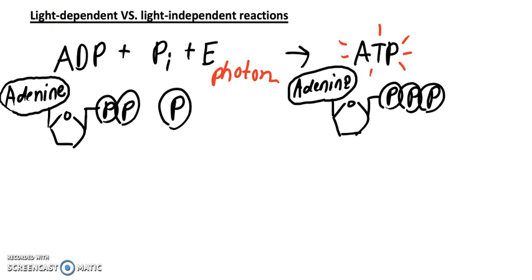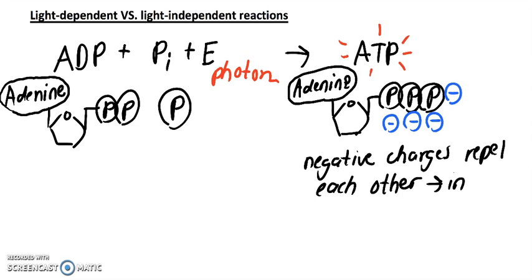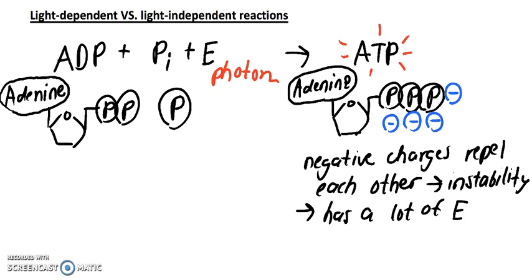High energy because these phosphate groups can carry negative charge, and negative charges repel each other. So this repulsion can lead to instability. So let's write that the negative charges repel each other. And this causes instability. This is kind of synonymous with has high energy. If it's unstable, it's going to react quickly, or you can say has a lot of energy.